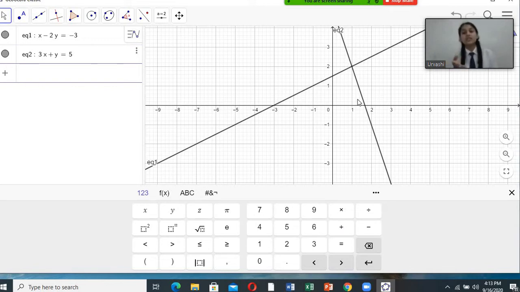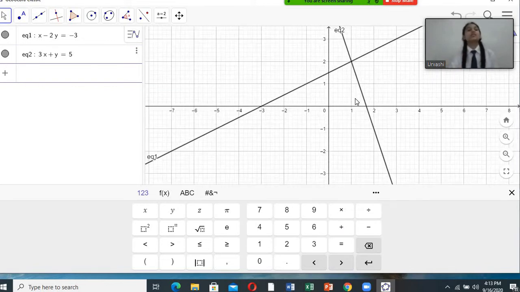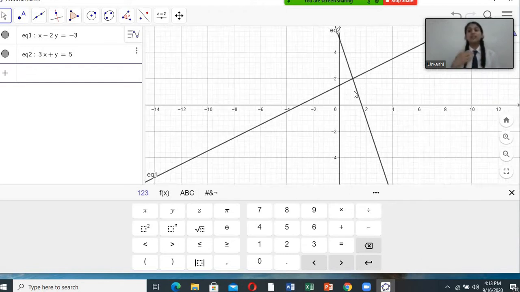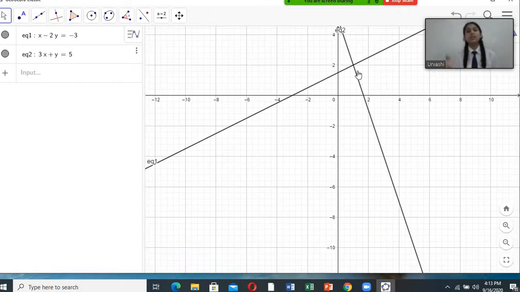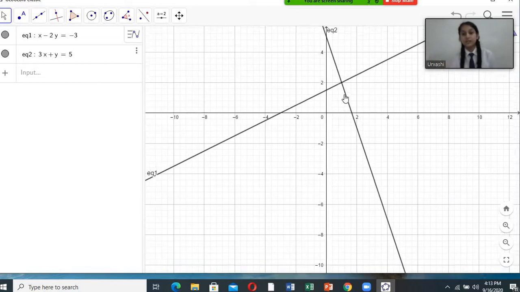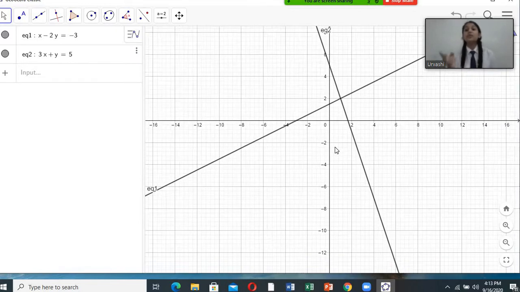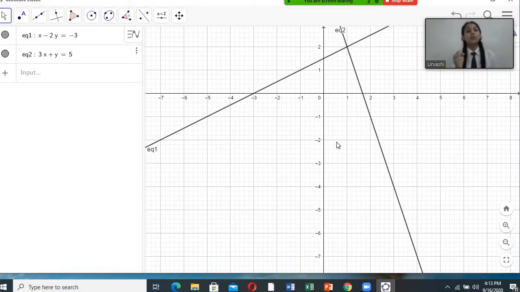So you can even see that in this GeoGebra, which is the best application for mathematics, we can see that a straight line is already formed. The intersection point of both these straight lines gives the required values of x and y. We can see here that the intersection point is 1 and 2. So the required value of x and y is 1 and 2.